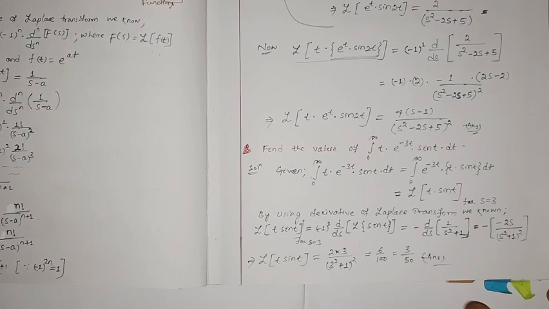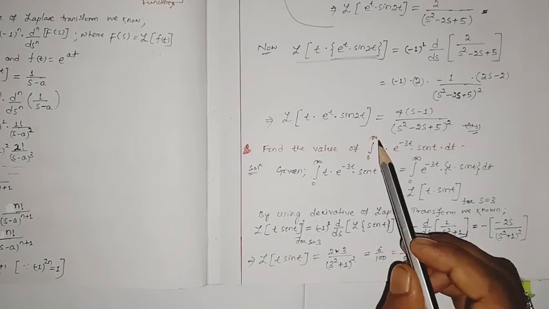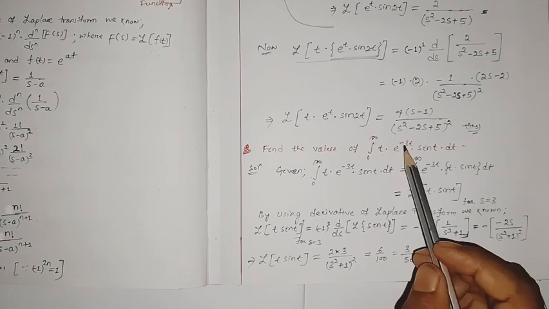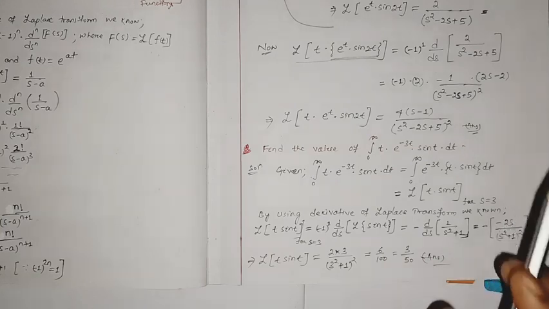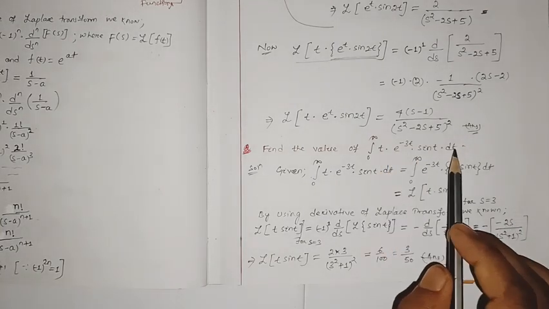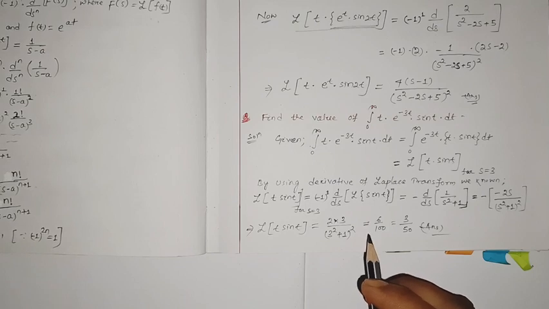Now next question, find the value of integral 0 to infinity t e to the power minus 3t sin t dt. Okay, suppose this question has been given. This question can be solved by using derivative of Laplace transform. How is it?